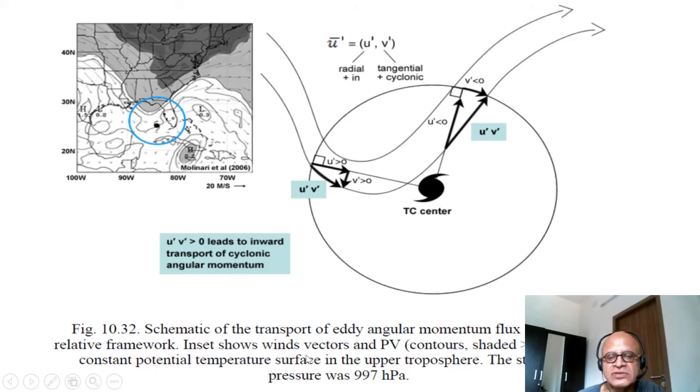Inset shows wind vectors and potential vorticity contours shaded for PV units of greater than 1.5 on a constant potential temperature surface in the upper atmosphere. The storm's central pressure was 997 hectopascal. So u′v′ greater than 0 leads to inward transport of angular momentum, and here you have outward transport of angular momentum. Okay, so you can see this is the cyclone we are looking at.